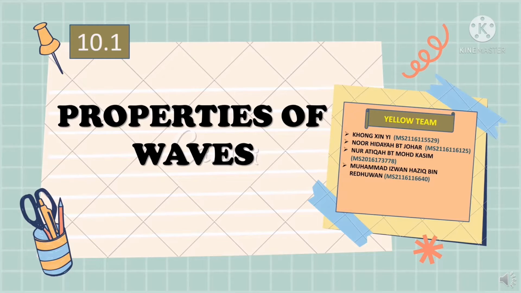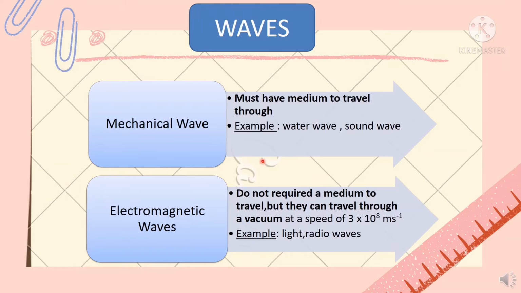Hi, so we are going to learn about subtopic 10.1, which is properties of waves. So basically we have two types of waves. The first one is mechanical wave. For mechanical wave, it must have a medium to travel through. For example, water wave, sound wave.